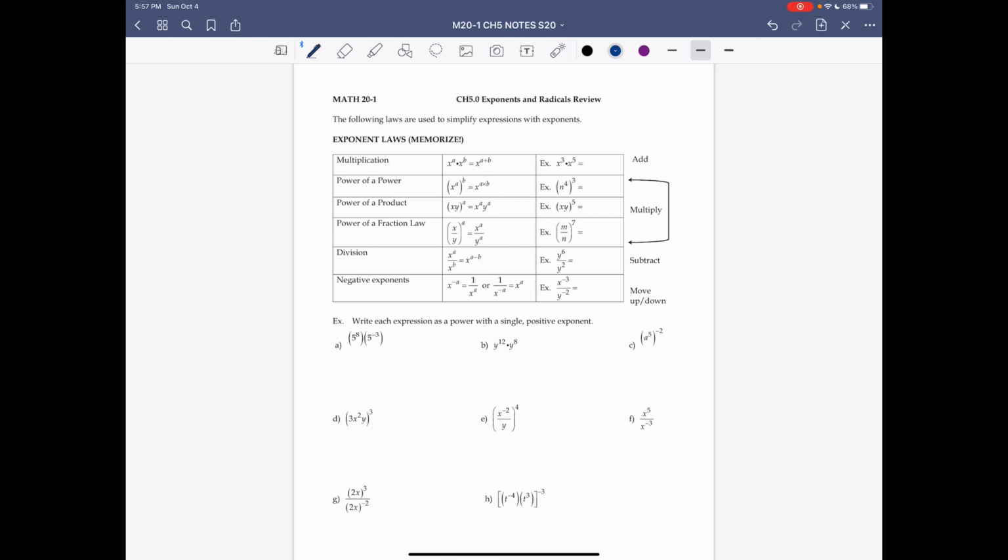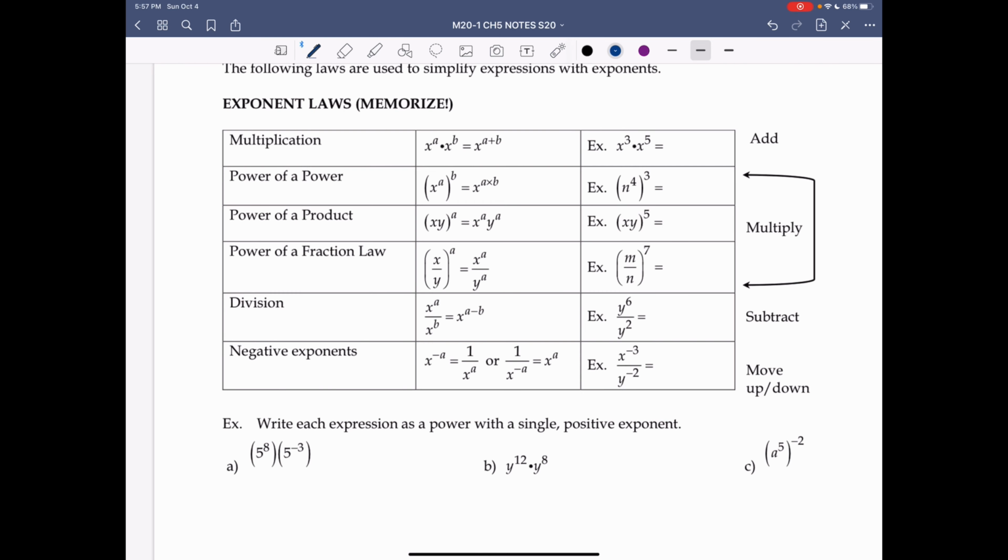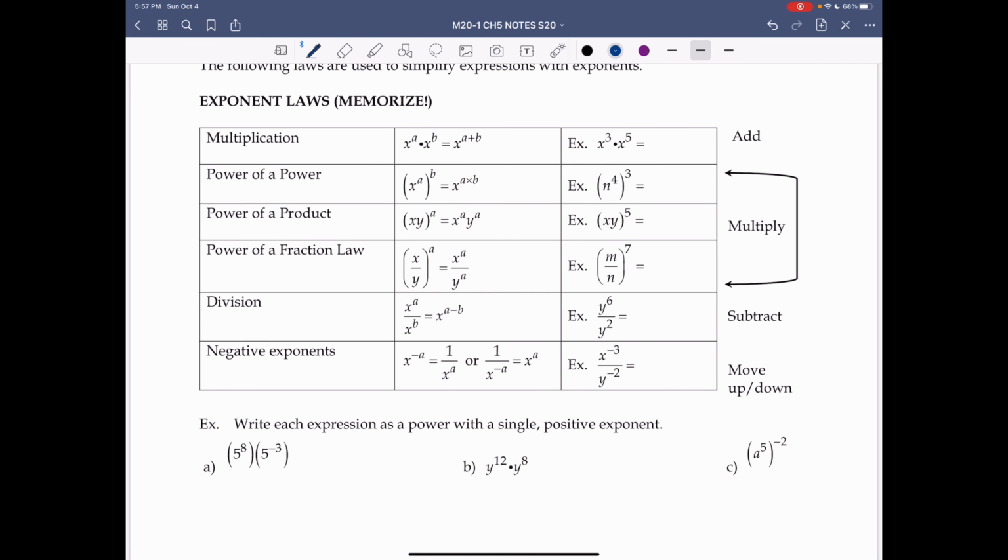This is a review of exponents and radicals from Math 10C. The exponent laws, something you need to know in Math 20-1. The multiplication exponent law, or the product rule, tells us that when we are multiplying the same base, x and x in this case, we add the exponents. For example, x to the power of 3 times x to the power of 5 equals x to the power of 3 plus 5, which is x to the power of 8.